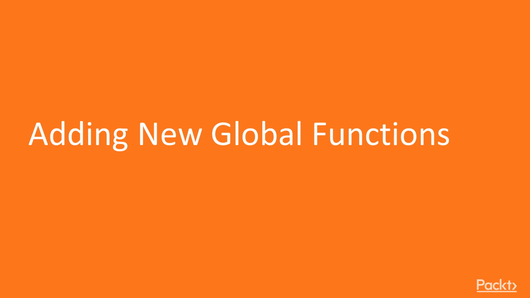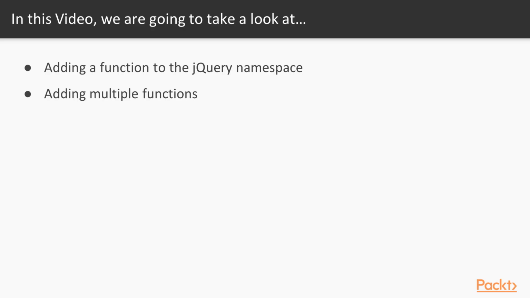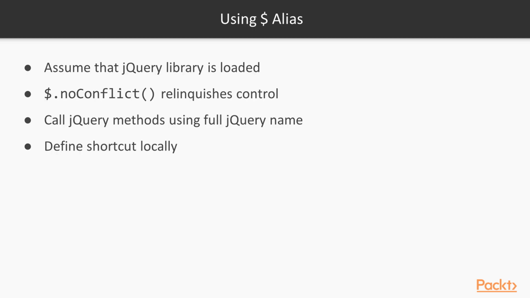Now we move on to the first video of this section. Adding new global functions. In this video, we are going to first add a function to the jQuery namespace and then add multiple functions. Before proceeding, we will first use the $ alias.